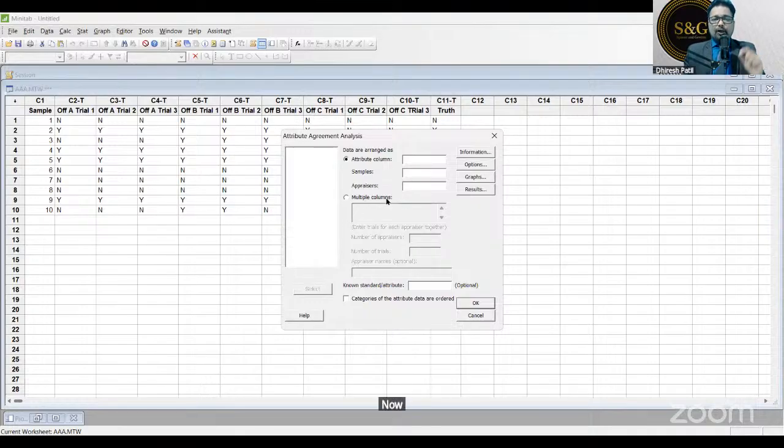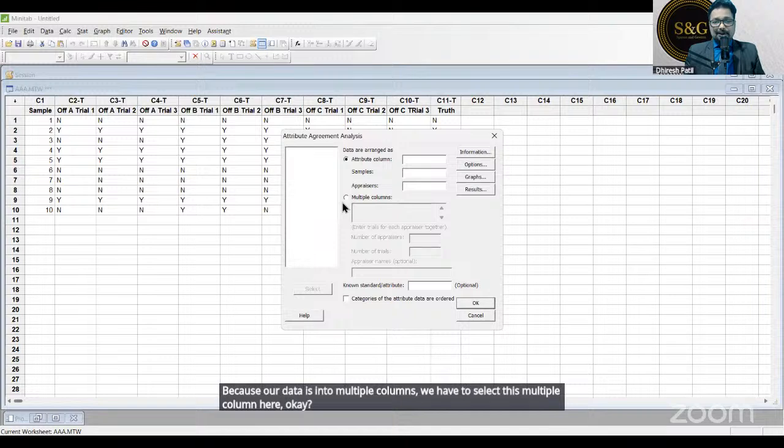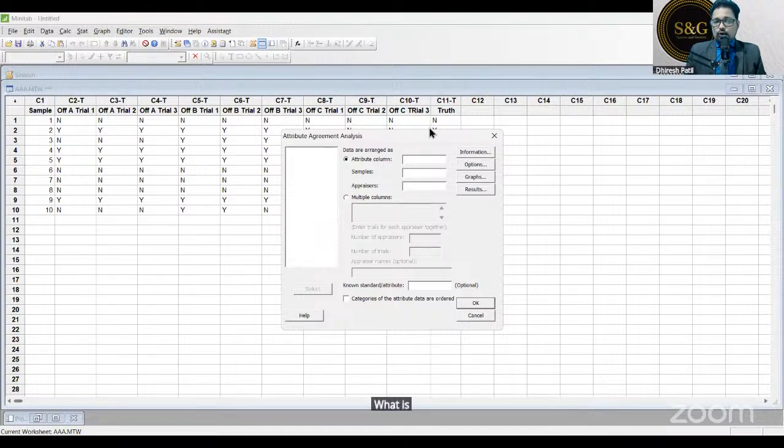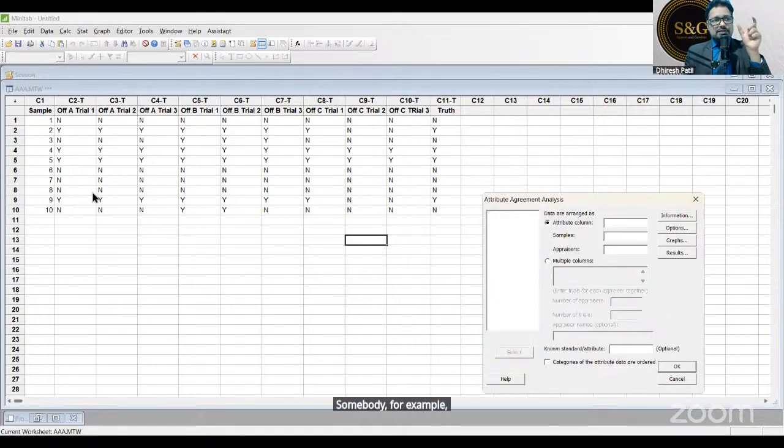Now, because our data is in multiple columns, we have to select multiple columns here. Truth bhi main batata hoon. Truth bhi. What is truth? Let's try to understand what truth is. Truth is, for example, let's say officer A has said yes, B has said yes, C has said yes. But is it actually yes or not?